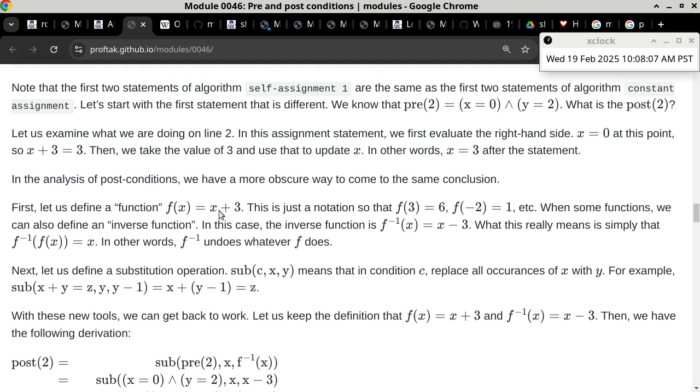So now the question is, if I define f of x to be x plus 3, and I define f inverse of x to be x minus 3, can I prove that? What do you guys think? What would entail that proof?